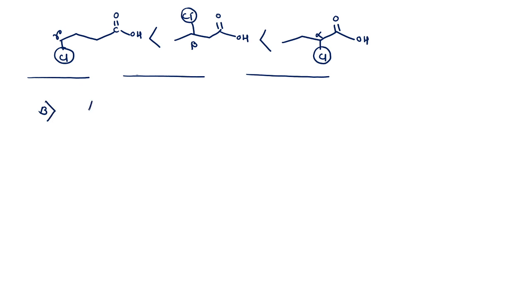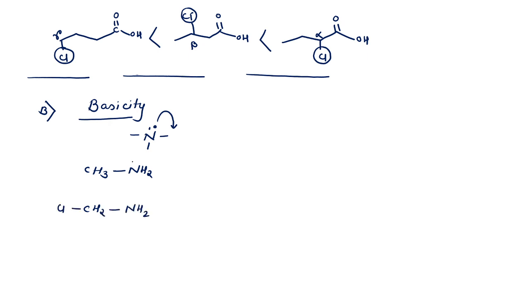Next application is basicity. Basicity is nothing but the ability to donate a lone pair of electrons. If you take CH3NH2 and here if you take CH2Cl NH2, this lone pair and this lone pair, please see here that CH3 has plus I. So definitely electron density will increase, and when electron density increases, the nitrogen's lone pair is easy to donate. So it is basic in nature.